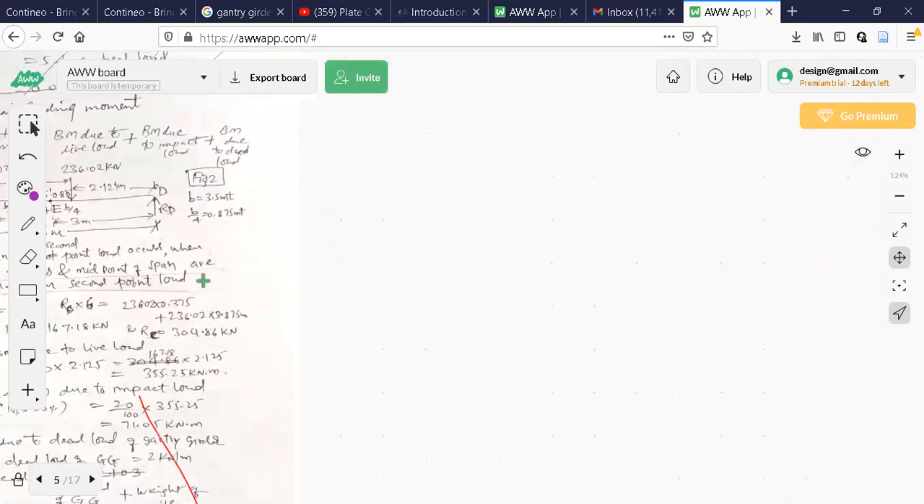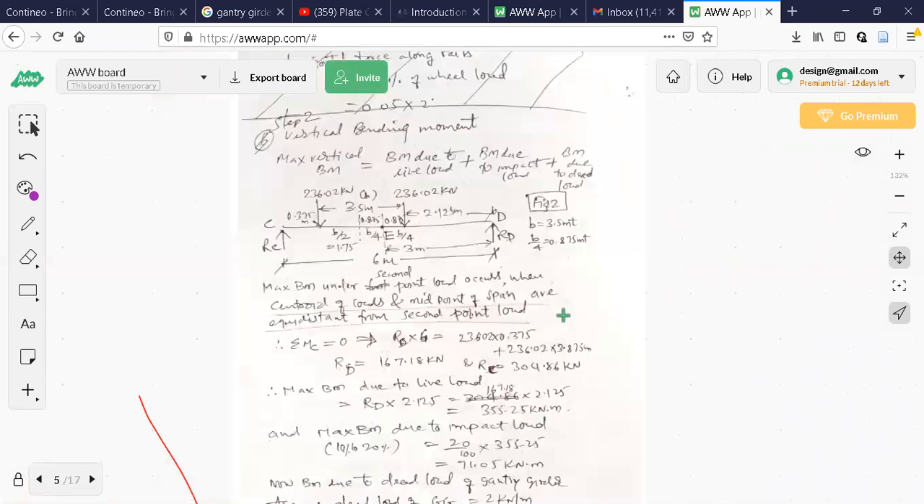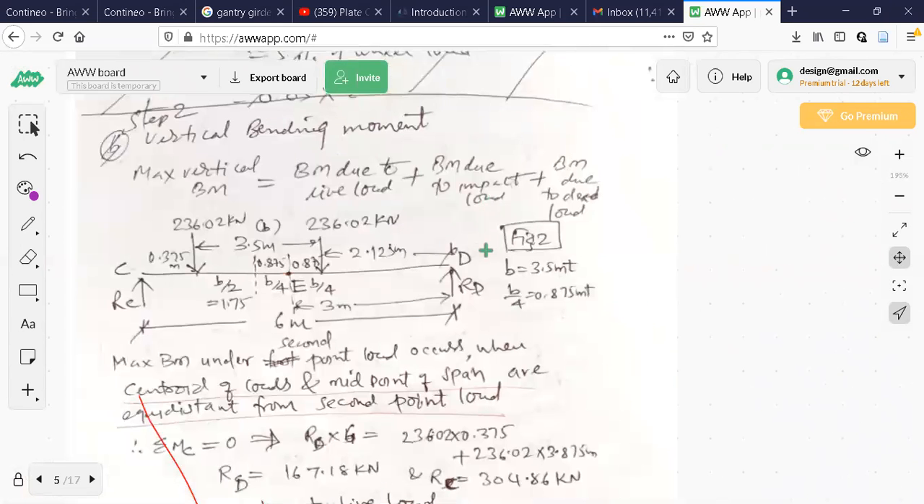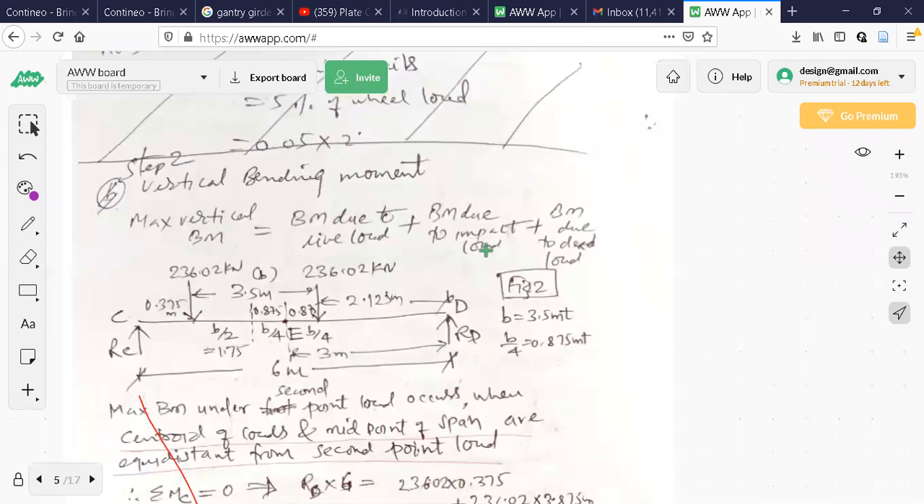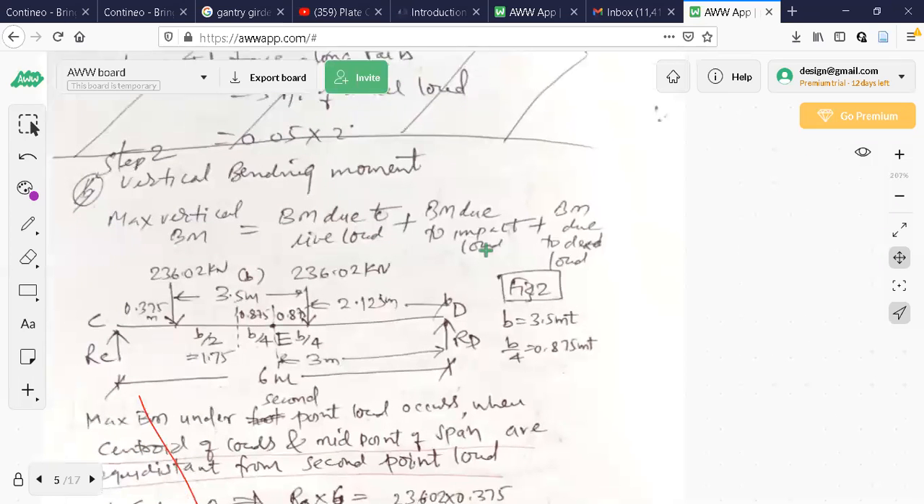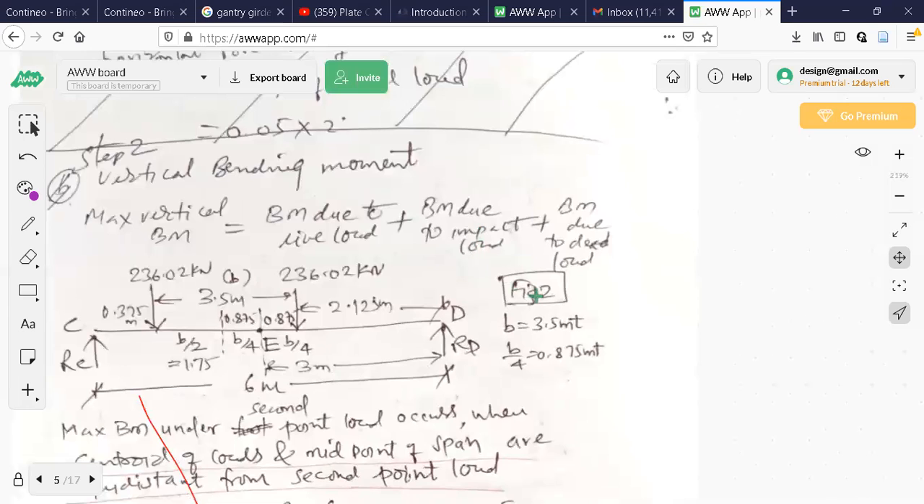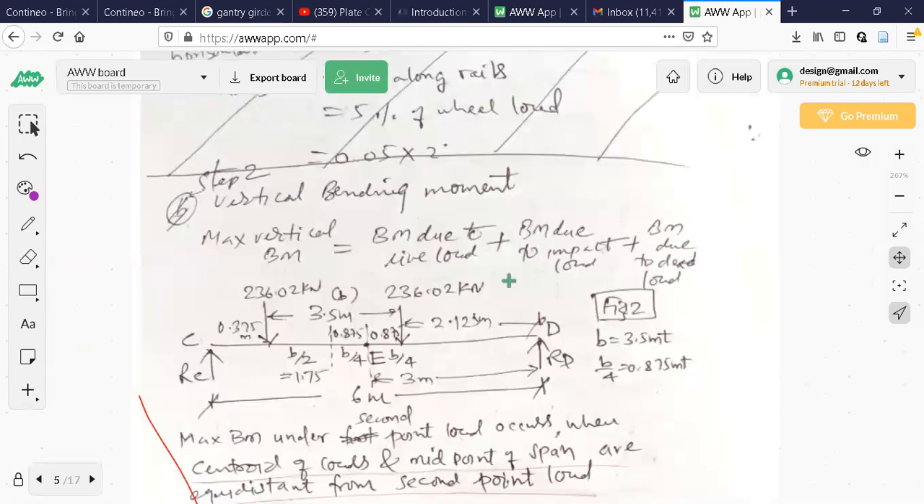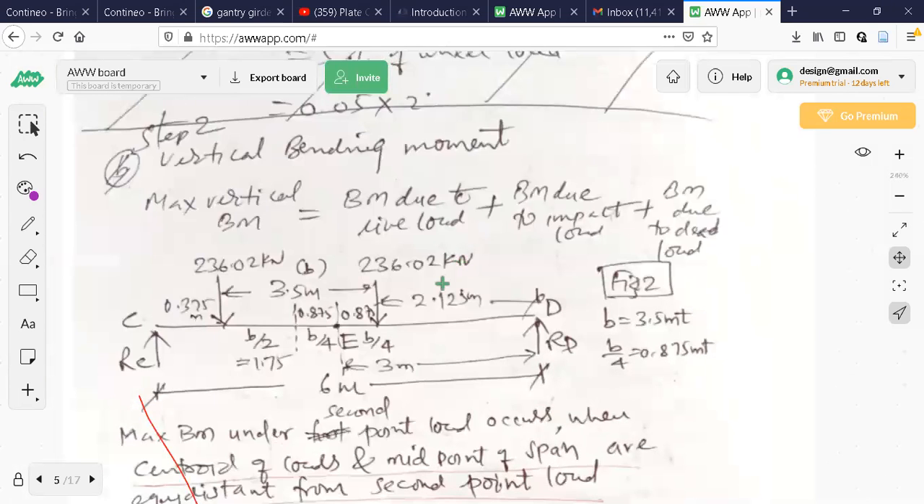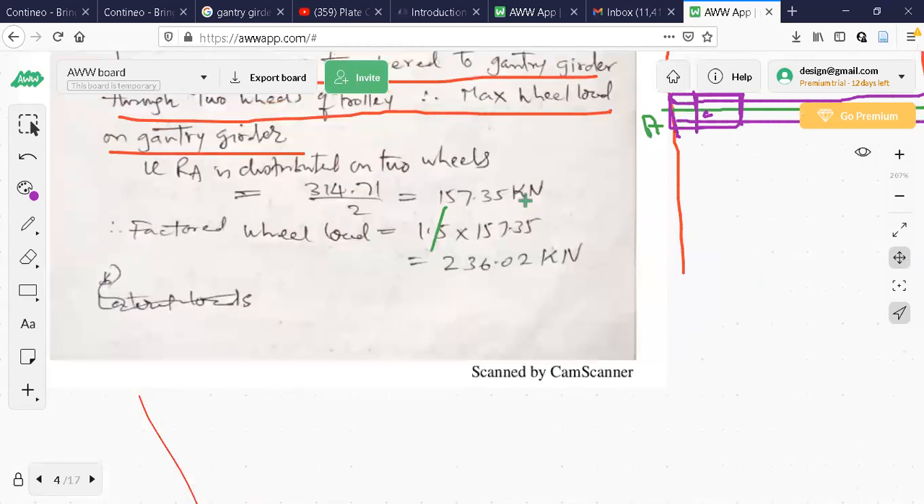So this is the second page here. Now you look at this step number 2, vertical bending moment. There will be horizontal bending moment also later. There will be horizontal forces. Right now, look at vertical bending. Now, how to find vertical bending moment? Now, what I have done is I have drawn this 6-meter span. Now here it is the gantry girder. This is the gantry girder. Previous one was the crane girder. See this.